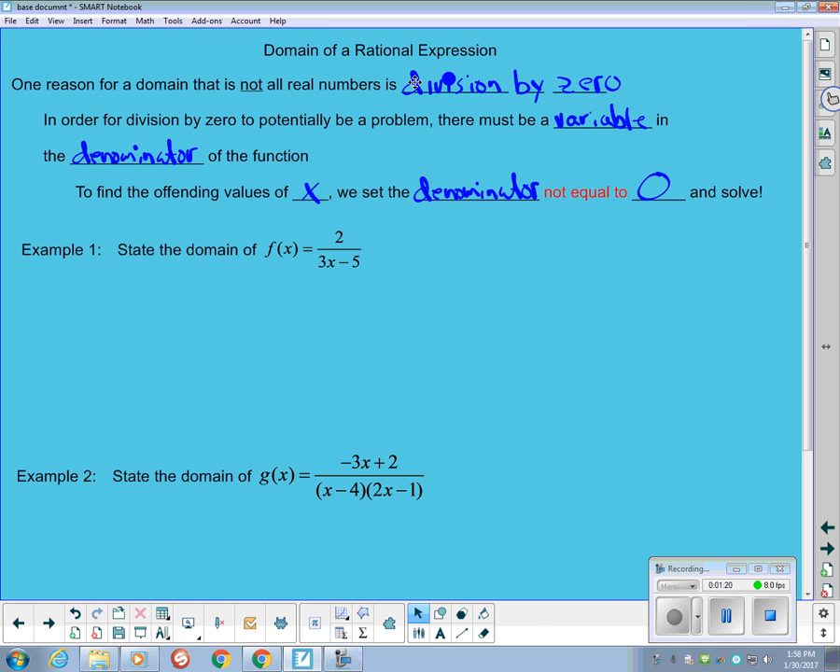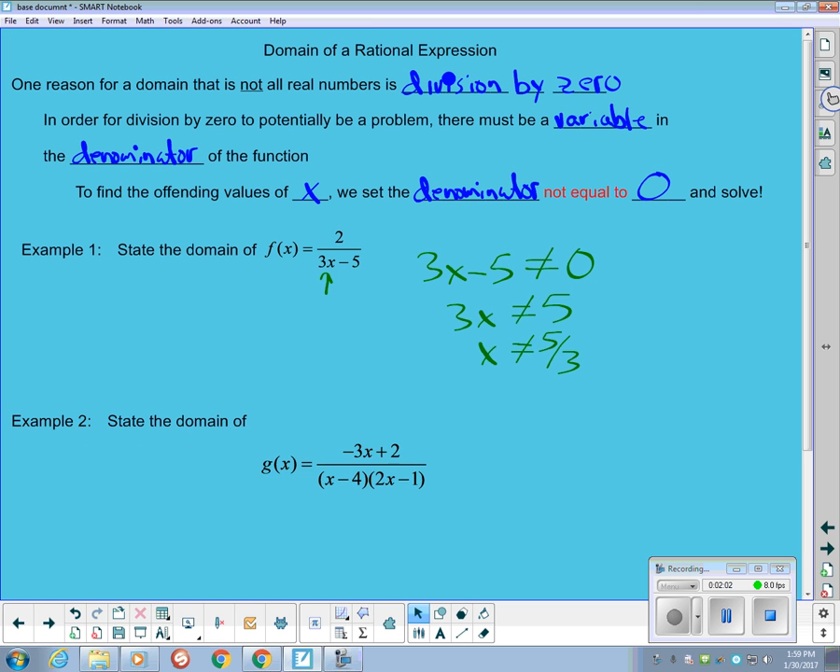So here we have our first example. State the domain of f of x equals 2 over 3x minus 5. Well, we do have a variable in the denominator, so this is potentially a problem. So we take the denominator, which is 3x minus 5. We set it not equal to 0. We solve that, so 3x cannot be 5, and x cannot equal 5/3. We can use different things to express that in different ways, but this is probably the easiest one, so we'll stick with that.